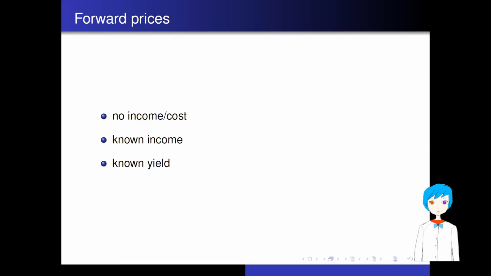Finally, we have the known yield forward price. The forward price is S0 times e^((r minus q)T), where q is the dividend yield.